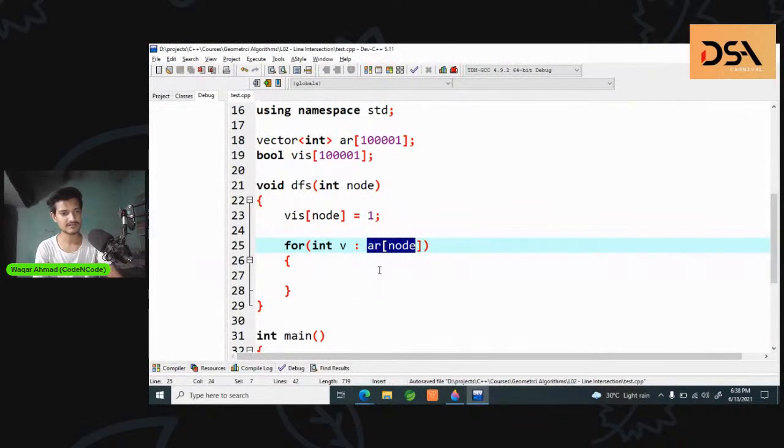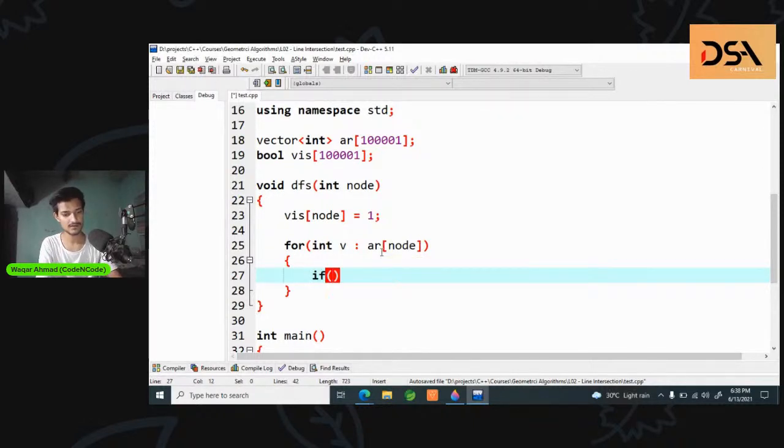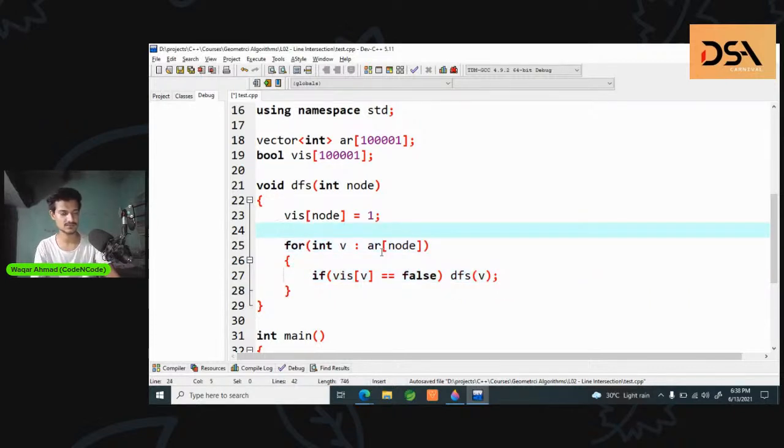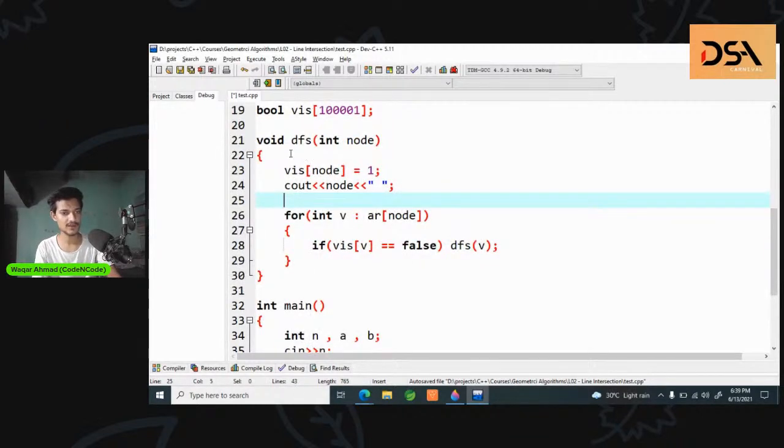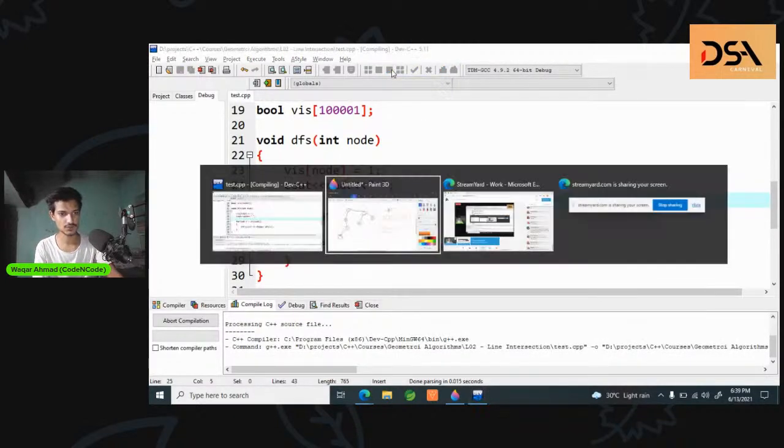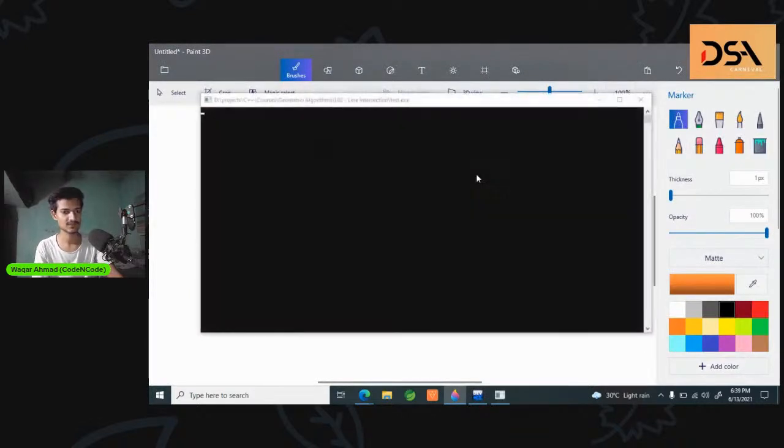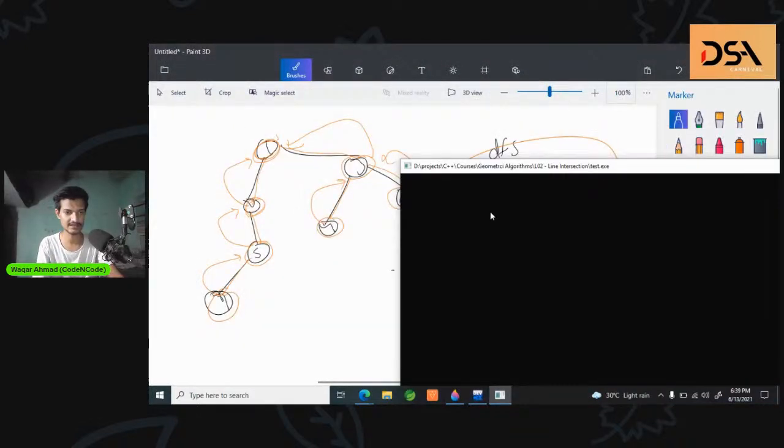So now you are traversing the adjacency list of the current node one by one and checking whether the node is visited or not. If the node V is not visited, simply make a DFS call to that node, as simple as that, and your DFS is complete. How would you know that we are visiting the nodes in the correct order? Let's simply print it. We are running DFS and simply printing the nodes in the order they are visited. Let's input this tree and see the order in which they get traversed.